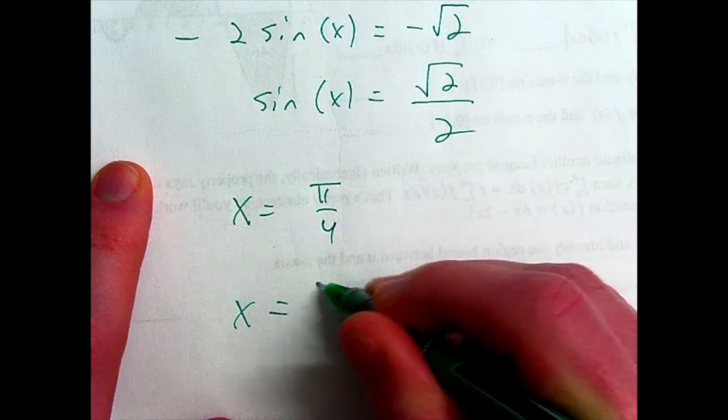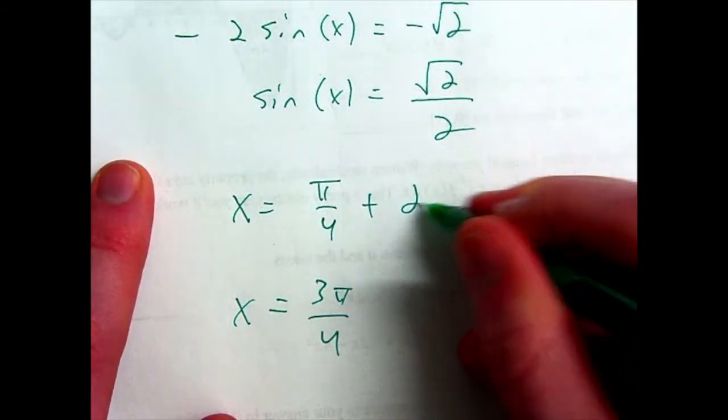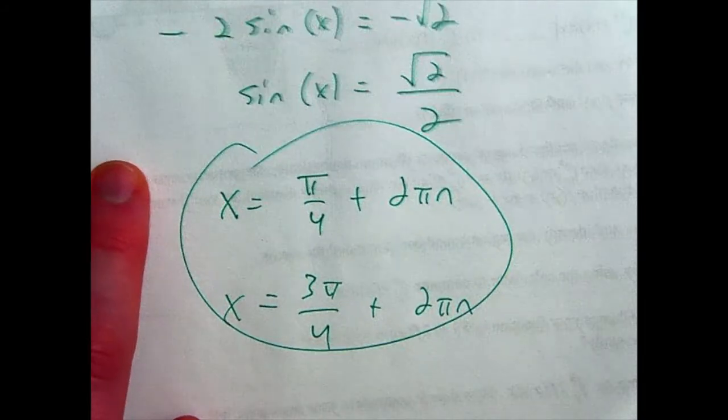The base solutions are going to be pi over 4 and 3 pi over 4. But then to get all the angles coterminal with those two guys, we slap on a 2 pi n to each one of them. Okay, so those are the solutions.